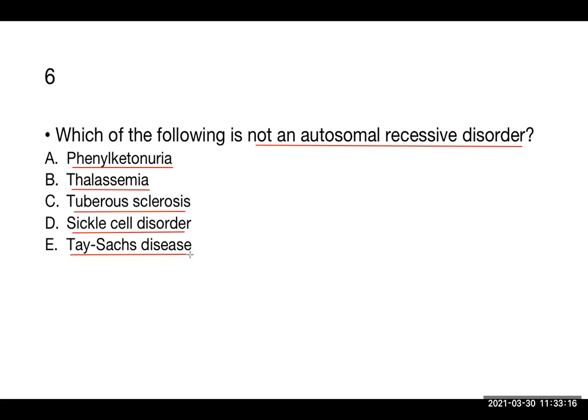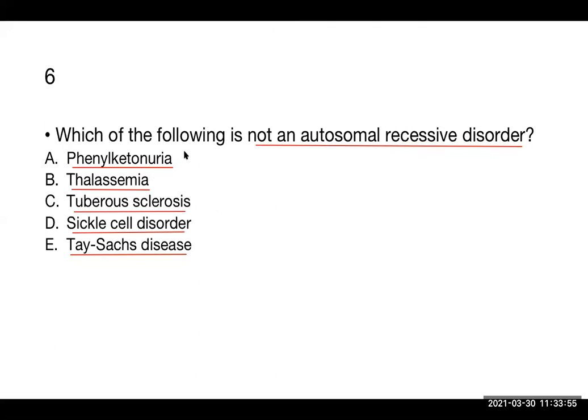Sir, sir, it's C. So he is going for C, tuberous sclerosis. Okay. Yes, sir. Sir, because we have studied about thalassemia and sickle cell anemia. Good. They are both hemolytic anemias and they are autosomal recessive. Good. And also the other is phenylketonuria and Tay-Sachs disease from biochemistry. They are mostly metabolic and they are mostly likely to be the autosomal recessive also. Very good reason he has given.